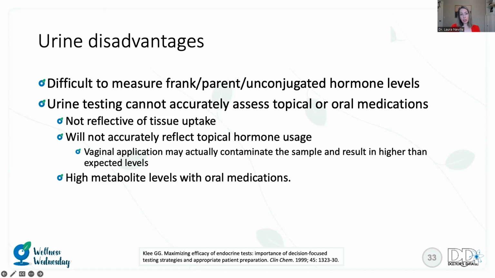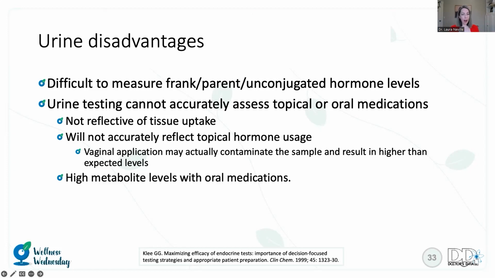I would argue that urine testing cannot accurately assess topical or oral medications. It's not reflective of tissue uptake. It's reflective of what's leaving the body. So with topical, we have a unique transport system, and I'll go into this a little bit more, which will explain why, if it's applied topically, it's not going to show up in the urine or the serum in venous circulation unless there is a really high supraphysiologic dose given, where basically it's maxing out the tissue site receptor and the red blood cell membranes, and it's spilling over into those mediums.